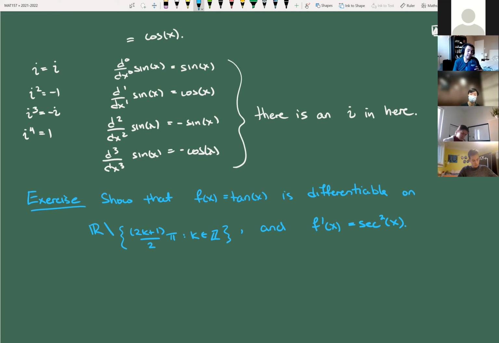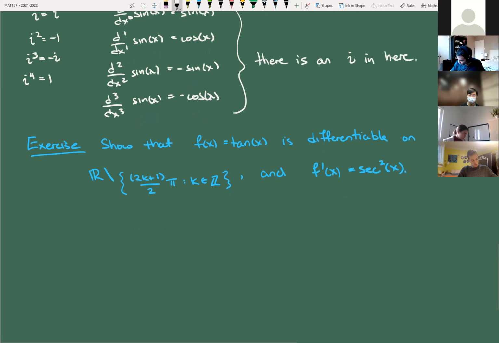Use sine over cos, exactly, Yuanji, right? We're going to use the quotient rule, right? So we're going to write tan as sine over cos, and then we're going to use the quotient rule to figure it out.